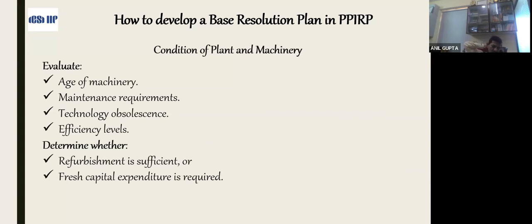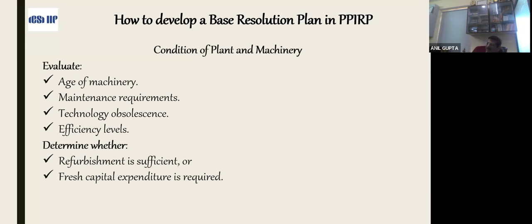Evaluate the age of the machinery. In the TEV report, the age of the machinery will also be mentioned. Once the age of the machinery is more than 20 years, then it is to be replaced. There is no other alternative. If the age of the machinery is only 2 years, it can be utilized for the next 15 years or so. So the age of the machinery is also mentioned in the TEV report.